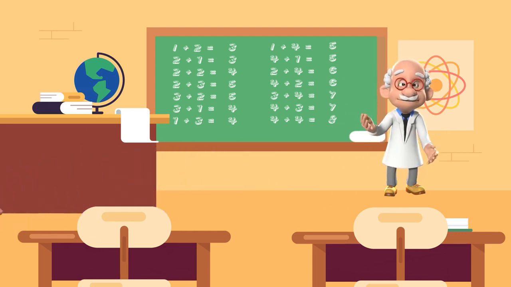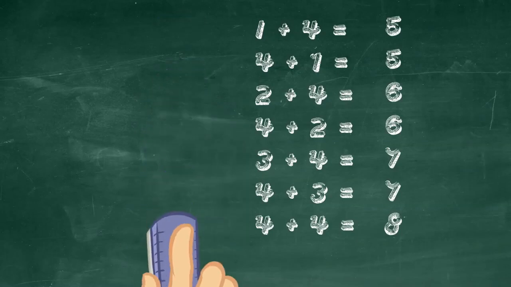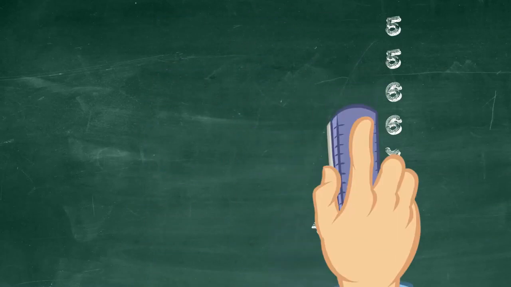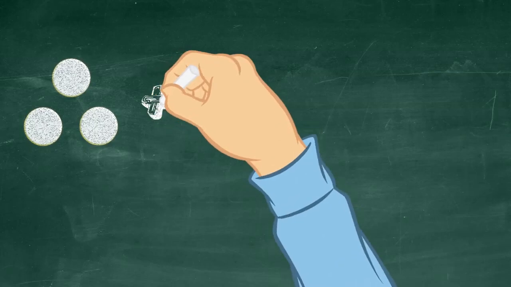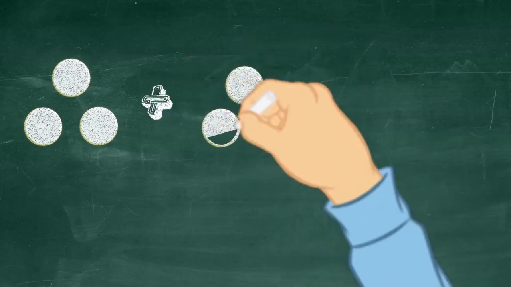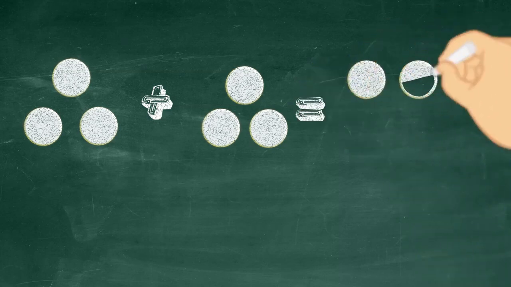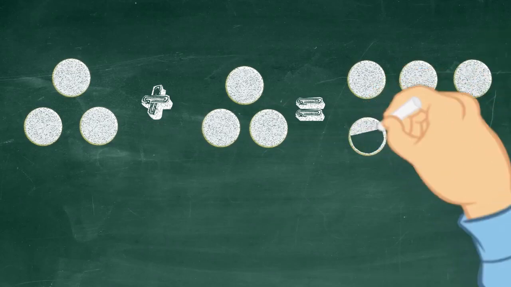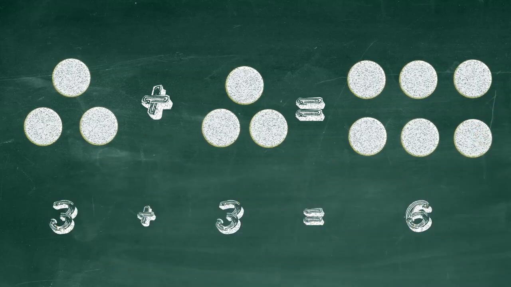I am now going to use shapes to demonstrate addition, so hopefully you will understand it better. I am now going to wipe these puzzles off and give you an example of using shapes in an addition. I will then show the number puzzle beneath it to show what it means. Three plus three equals six.